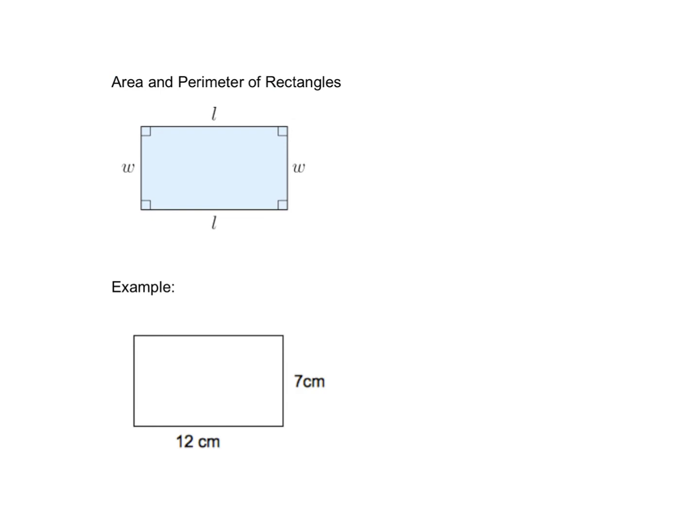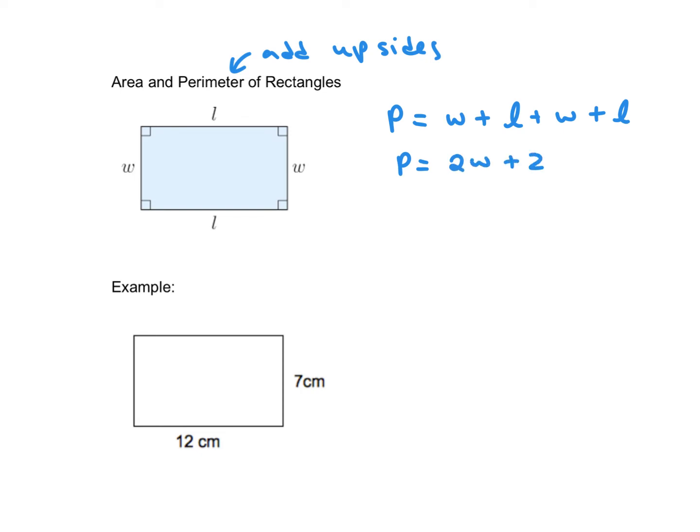Now we're going to find the area and perimeter of rectangles. The perimeter of a figure is the distance around the edges, and basically we add up all the sides for any figure. So the perimeter of this rectangle would be width plus length plus width plus length. Or a simpler way to write that is 2 times the width plus 2 times the length. And for area, we multiply length times width.